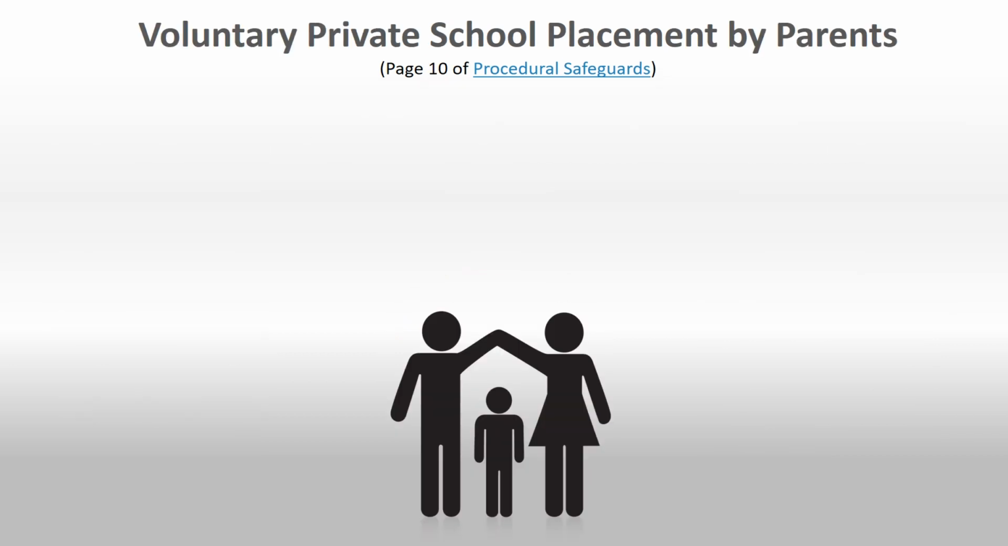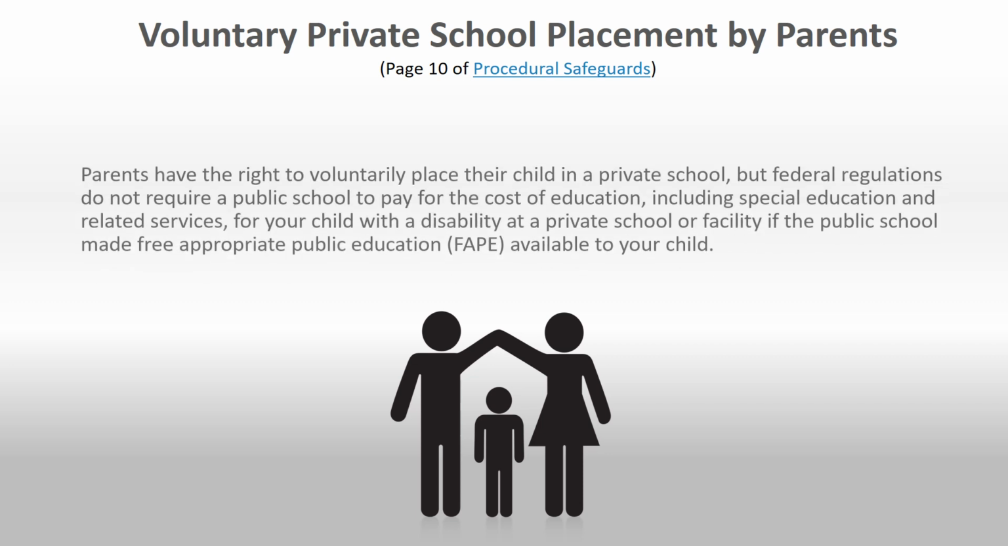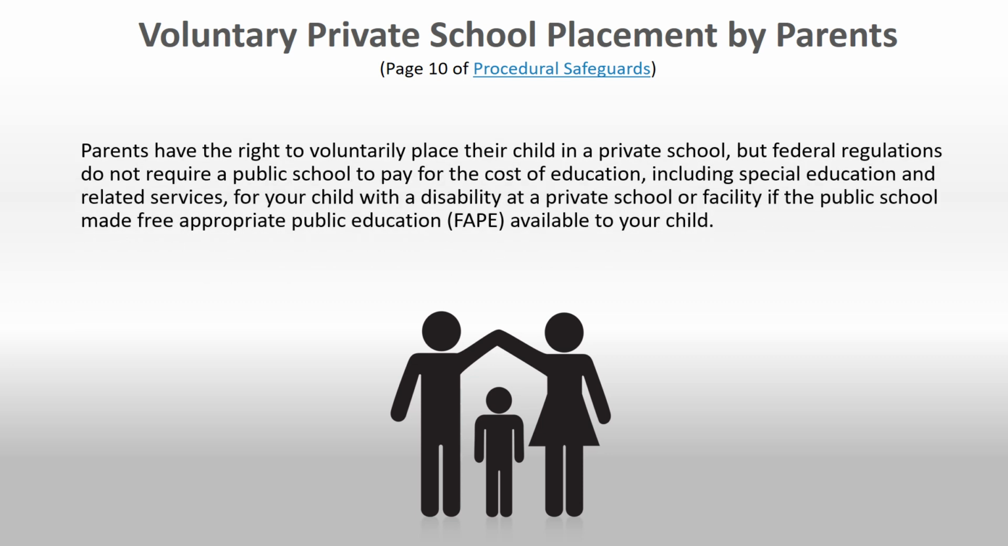Voluntary private school placement by parents, page 10 of Procedural Safeguards. Parents have the right to voluntarily place their child in a private school, but federal regulations do not require a public school to pay for the cost of education, including special education and related services for your child with a disability at a private school or facility if the public school made free appropriate public education, FAPE, available to your child.